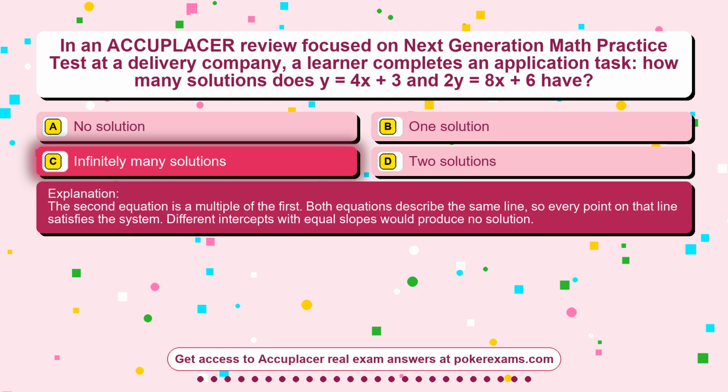The second equation is a multiple of the first. Both equations describe the same line, so every point on that line satisfies the system. Different intercepts with equal slopes would produce no solution.